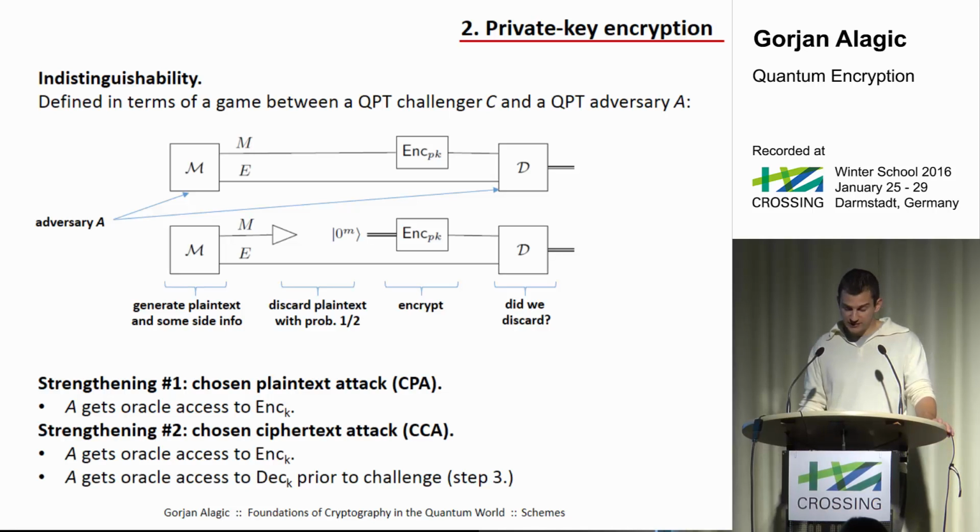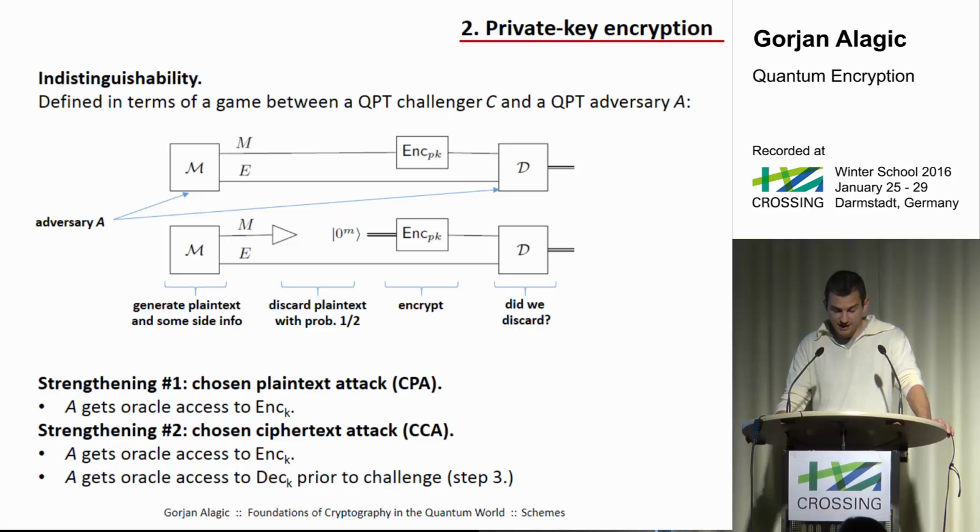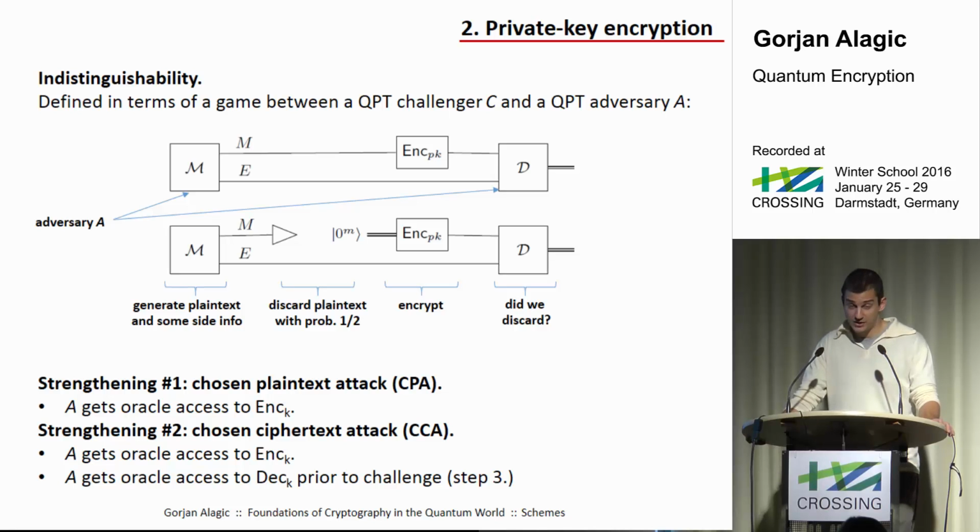And there's a further strengthening, which is called the chosen ciphertext attack. In this case, the adversary gets both this encryption oracle as well as a decryption oracle. But the decryption oracle is only available prior to the challenge. So you can think of M here as getting the decryption oracle, but D does not.